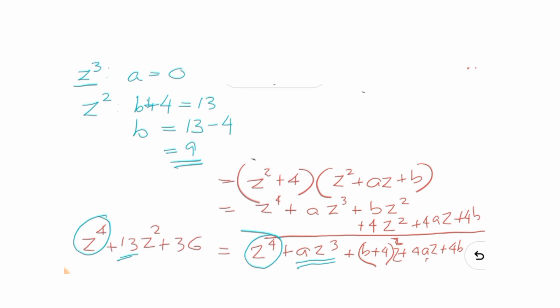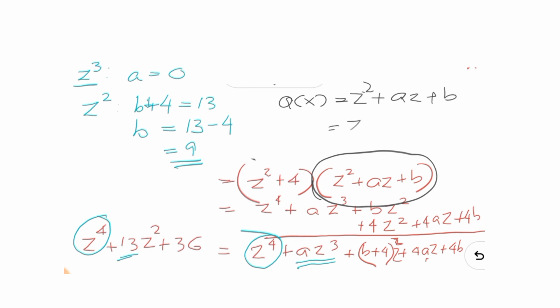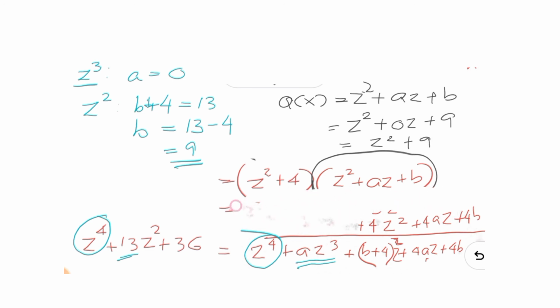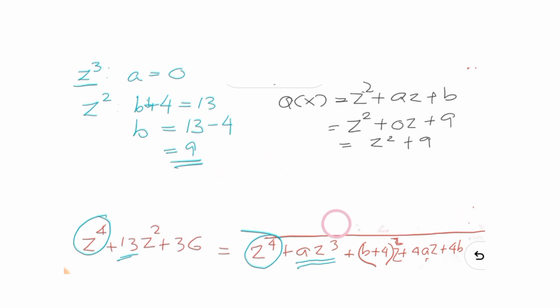Now we can take our quotient. We assumed our quotient as z square plus az plus b. It can be written as z square plus 0z plus 9, or can be written as z square plus 9. So here we get the quotient as z square plus 9. Hence we got all the required items to find the solutions.